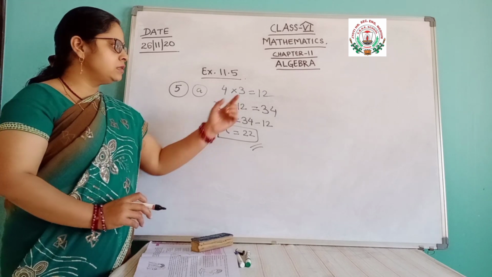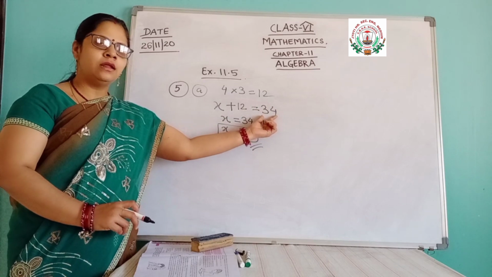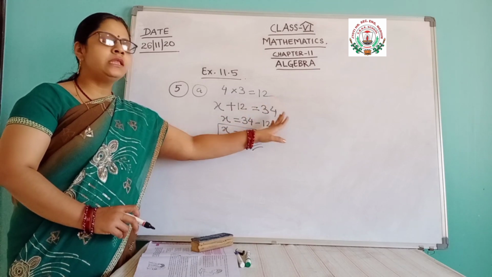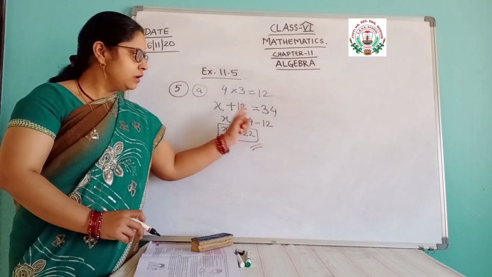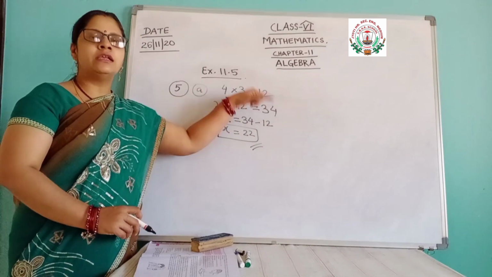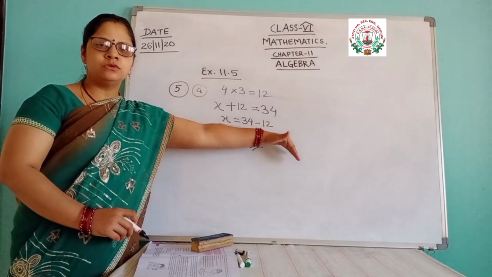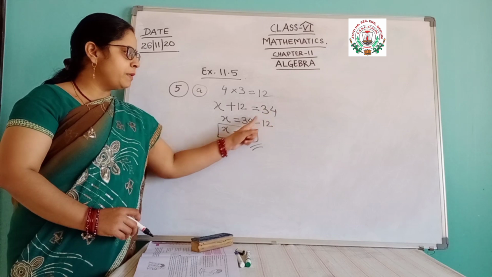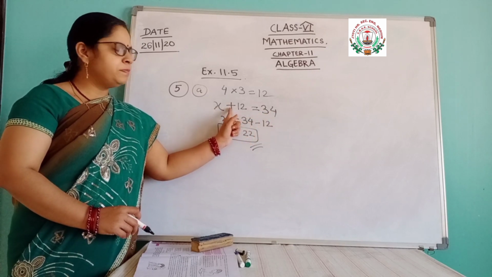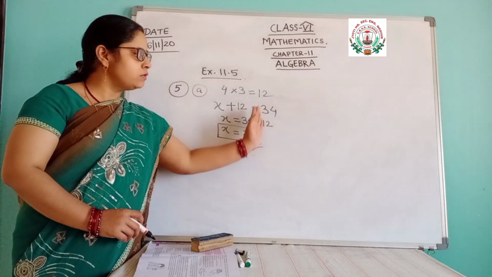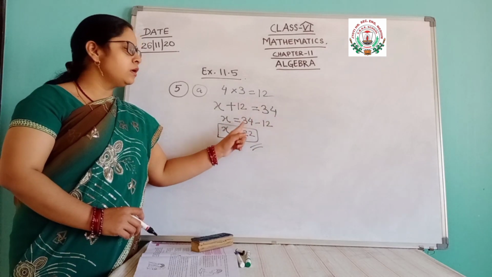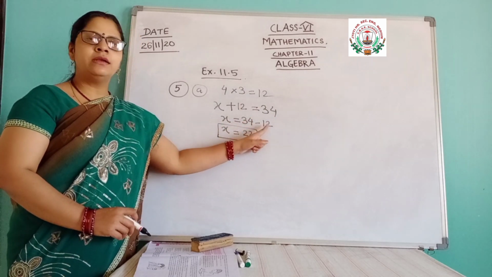Like that only, this number 34 is already there. It is already there, so this 34 will stay the same. This plus 12 when you are transferring, it goes and joins behind it. So this 34 which was already there stays the same. This plus 12 changes to minus 12, and it joined behind it. So now it became 34 minus 12.